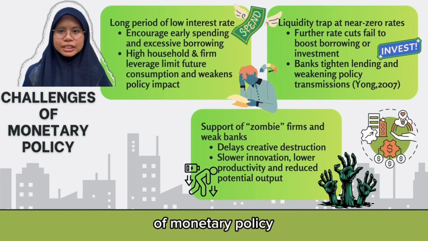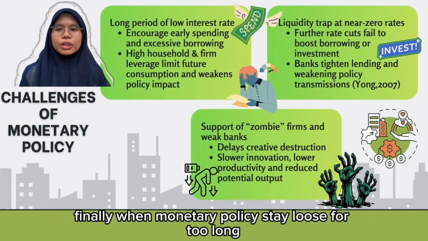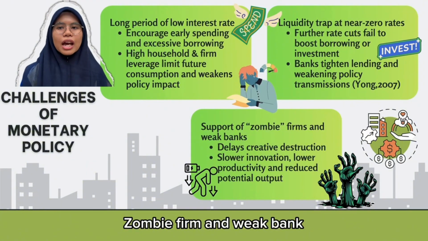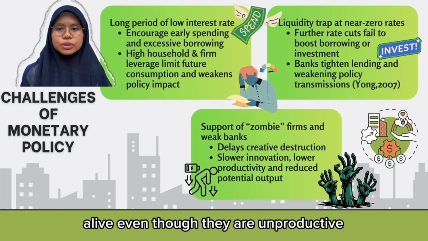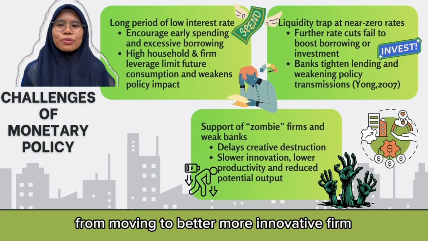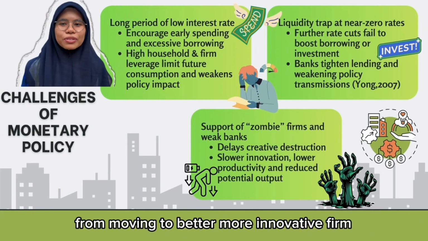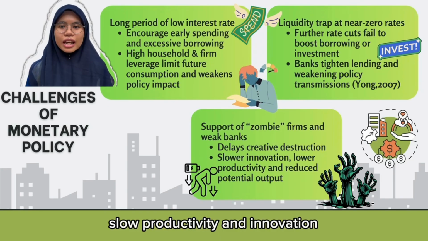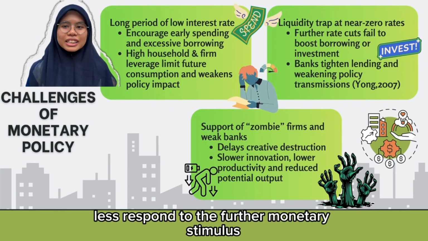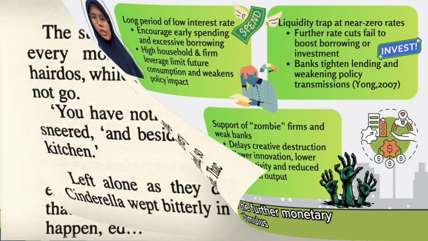of monetary policy. Finally, when monetary policy stays loose for too long, it keeps inefficient zombie firms and weaker banks alive even though they are unproductive. This stops resources from moving to better, more innovative firms, slows productivity and innovation, reduces potential output, and makes the economy less responsive to further monetary stimulus.